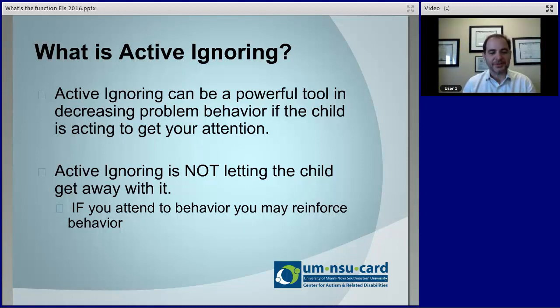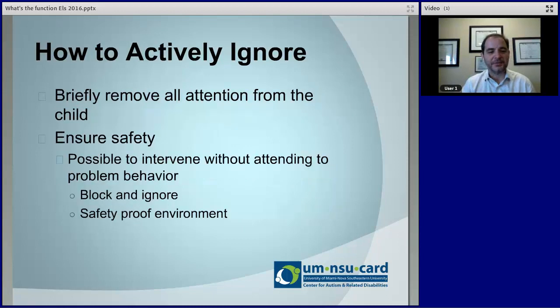Most people struggle with this part because it is in our nature to talk. It is in our nature to say things. It is in our nature to make eye contact and say, don't do that. So it's actually something you might need to practice. You might need to practice with other parents, with your professionals, with your spouse, with your significant other, with your family members. Practice ignoring, but still intervening. It's a good skill to have. And it will come in handy because you won't be reinforcing problem behavior.